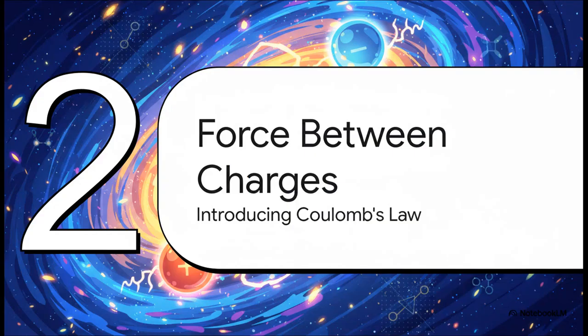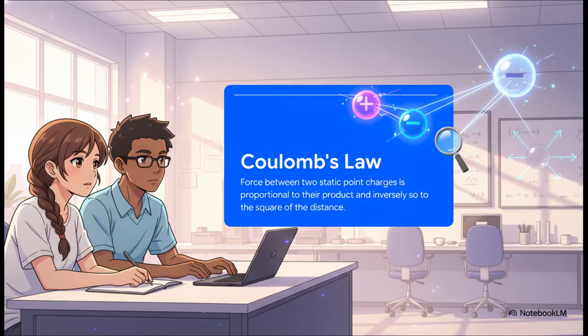Okay, so we know charges push and pull on each other. But how hard? I mean, physics is all about being precise, right? We need to be able to calculate that force exactly. And luckily for us, there's a fantastic formula for that. And that brings us to Coulomb's law. This thing is an absolute cornerstone of electrostatics. It's actually pretty simple. It tells us two main things. First, the bigger the charges, the stronger the force. Makes sense. But second, and this is the really cool part, the force gets weaker the farther apart they are. But not just weaker, it drops off with the square of the distance. So if you double the distance, the force doesn't get half as strong, it gets 4 times weaker. That's a huge drop.